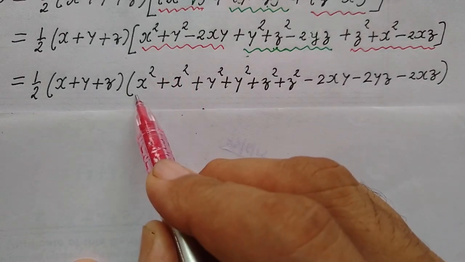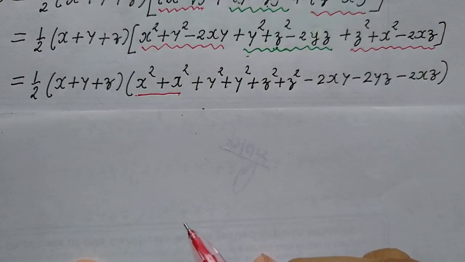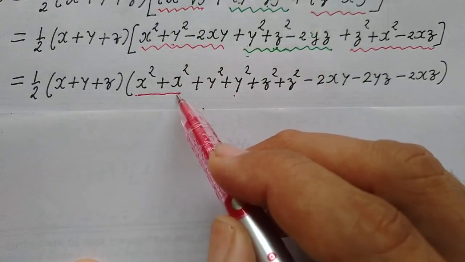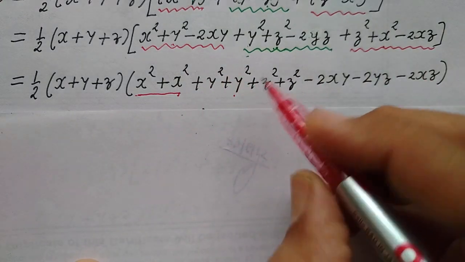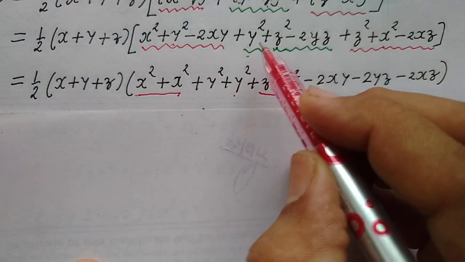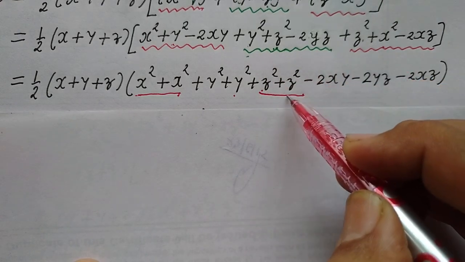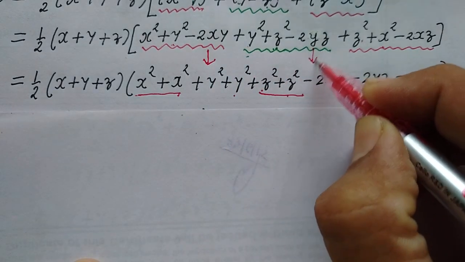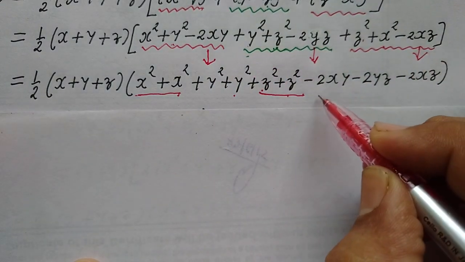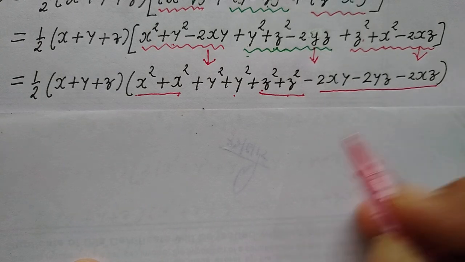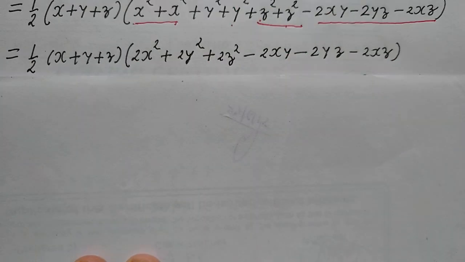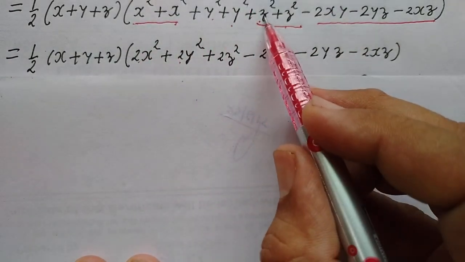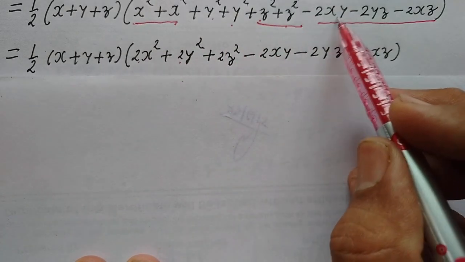Now see, children, x square written together, y square and this y square written together. This x square comes from here, and z square and z square. This z square is here, this z square here. Now this 2xy, this 2yz and this 2xz are written together here. Okay. Now children, x square plus x square is 2x square, y square plus y square is 2y square, z square plus z square is 2z square. This thing as it is.